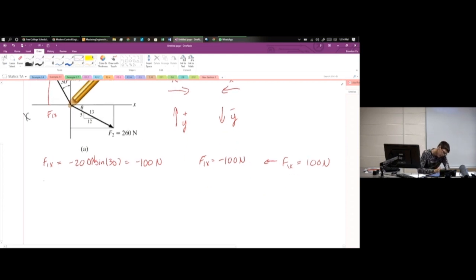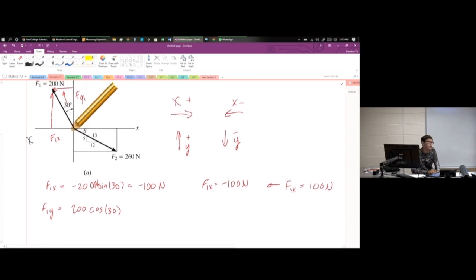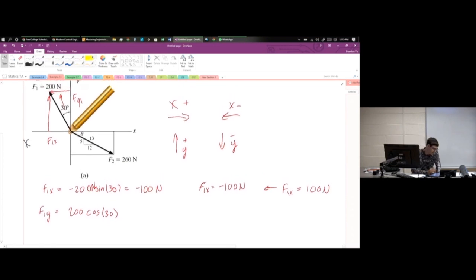So then we can do the F1 of y force. We have 200, and then what would this 200 be multiplied by, sine or cosine? Right, so we have 200 cosine 30. And would this be a positive or a negative force? Right, positive, because we're going up. So when you do that in your calculator, we would have 173 newtons.